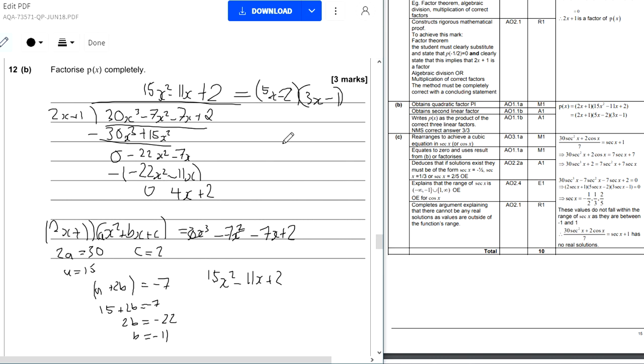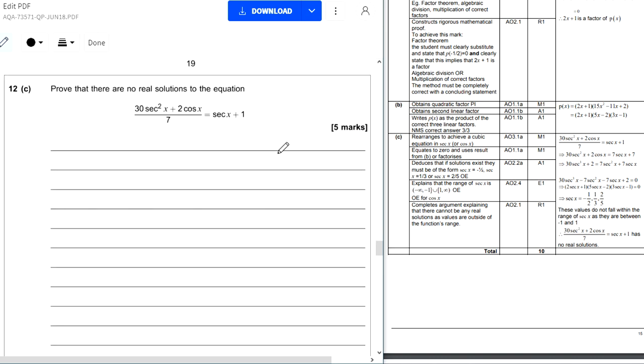So yeah, prove that there are no real solutions to the equation. So looking at this by itself, I really don't know what to do, but this is still part of this question. So it's very likely that it's got something to do with what we just did. And also, I see a 30 something squared here, and there was a 30 something squared before. So it's making me think it's going to probably somehow go back to that equation. So let's try and do that.